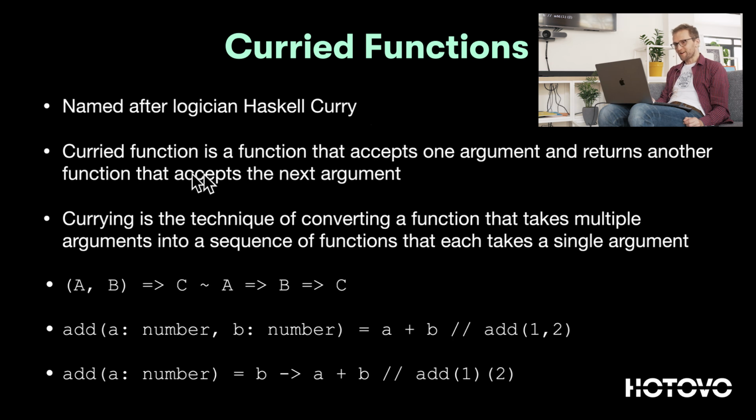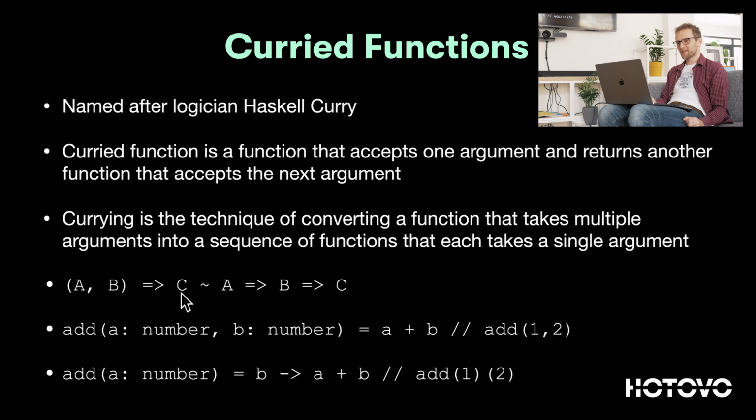All right, so what's a curried function? It's a function that accepts one argument and returns another function that accepts the next argument. And currying is the technique of converting a function that takes multiple arguments into a sequence of functions that each take a single argument.